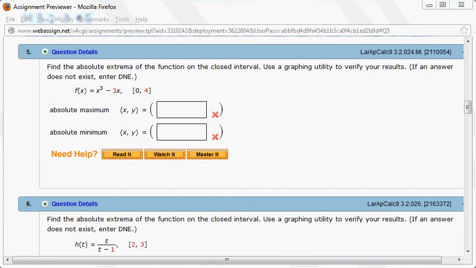All right, let's go over homework 3.2, 3.3, number 5. What we want to do is find the absolute max and the absolute min of this given function, x cubed minus 3x, over the closed interval from 0 to 4. All right, so let's do that.